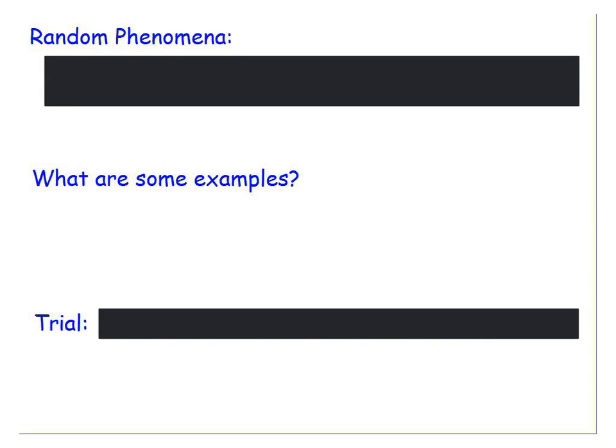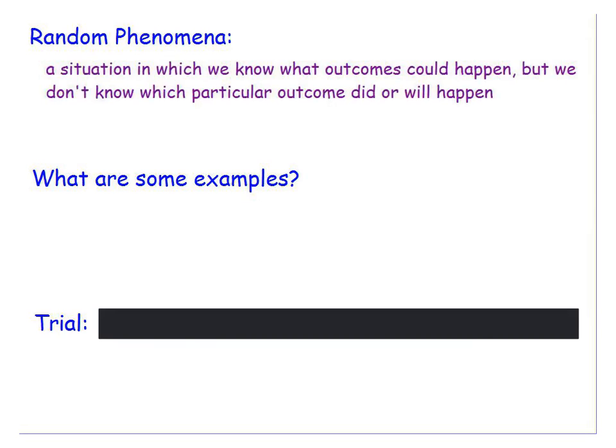The first vocab word is random phenomena. This is probably a word that you've heard before, but let's look at the mathematical term for it. It is a situation in which we know what outcomes could happen, but we don't know which particular outcome did or will happen. An example of this, the lottery. We know what numbers are in that drum for Powerball, but we don't know what numbers are actually going to occur when the Powerball is drawn.